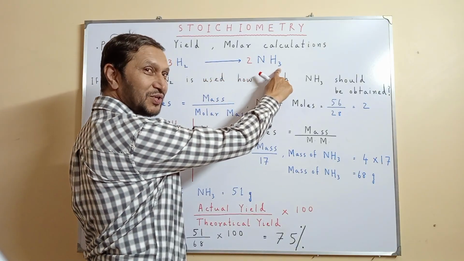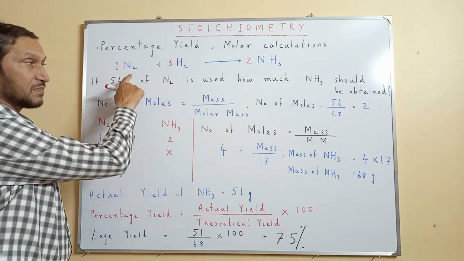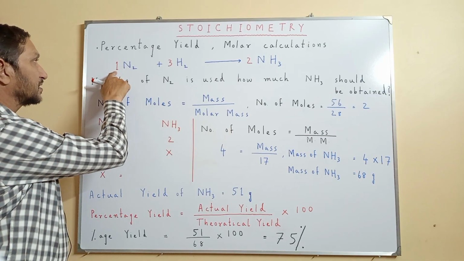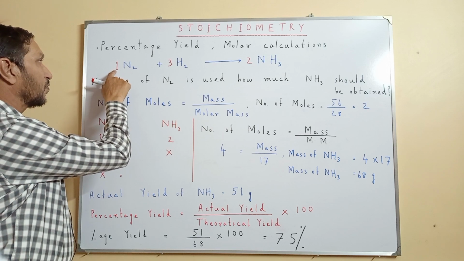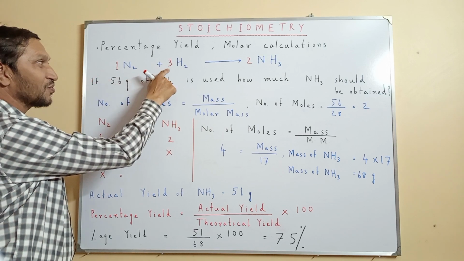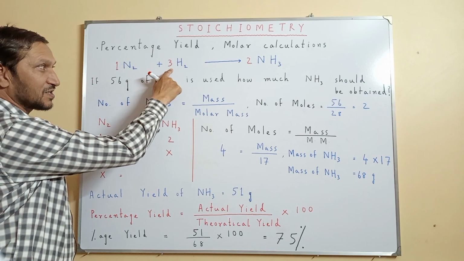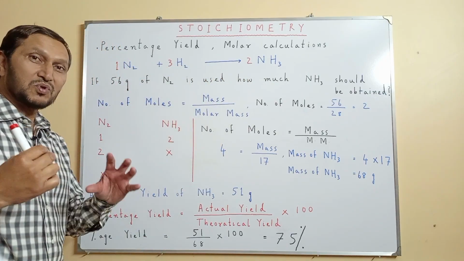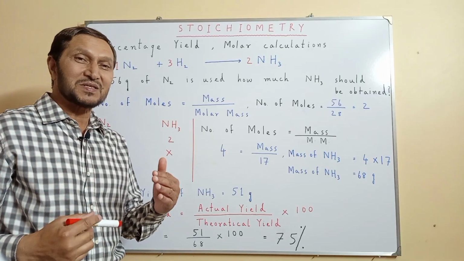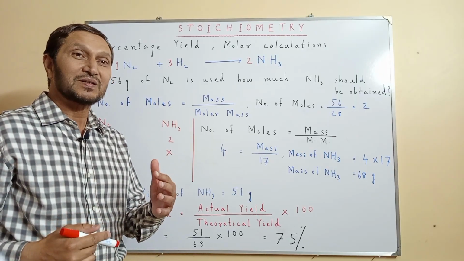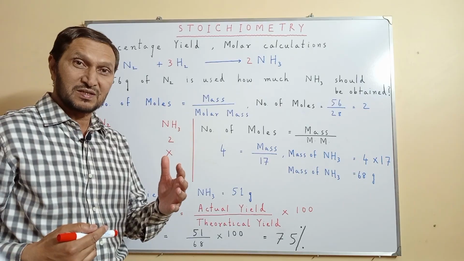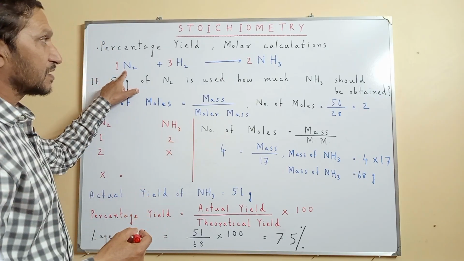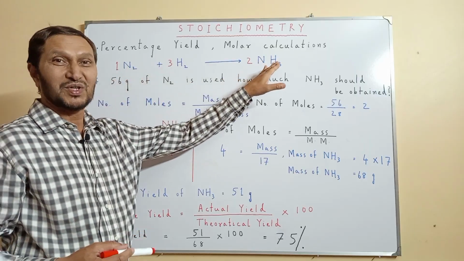This is the formula of ammonia, and this is the balanced chemical equation. I wrote it for balancing these numbers. The numbers written in red: 1 mole of nitrogen, 3 moles of hydrogen, they react to form 2 moles of ammonia. Now, this balanced chemical equation helps us to do molar calculations and to calculate how much nitrogen is required to form a particular amount of ammonia.